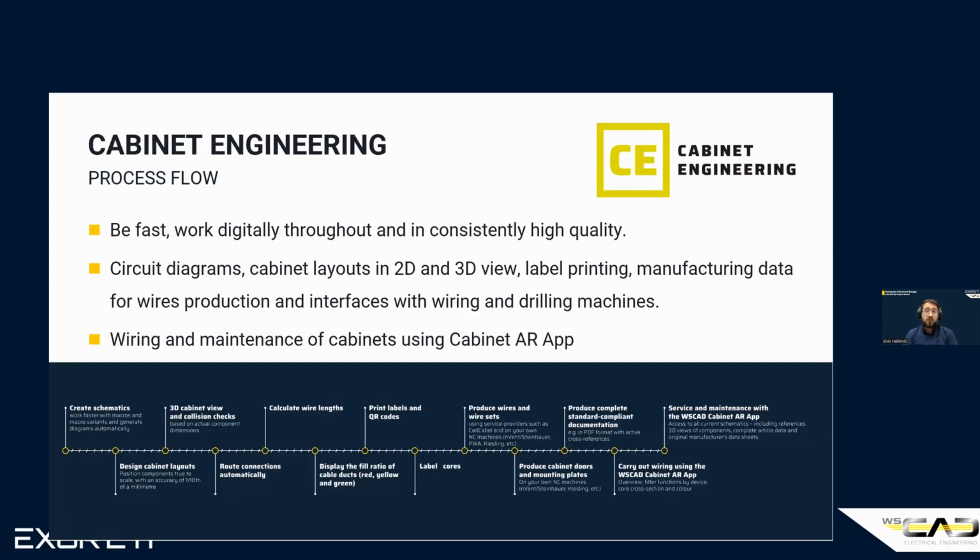The cabinet engineering discipline provides a significant amount of support for the design and layout of the cabinets. For example, the exact and optimal placement of components, collision checks for objects, and calculation of wire lengths and wire routes already during the planning.